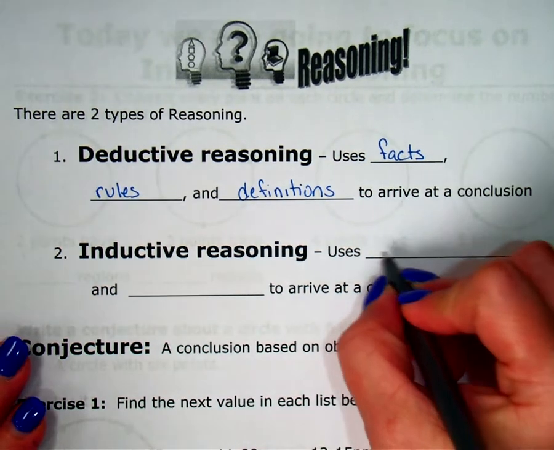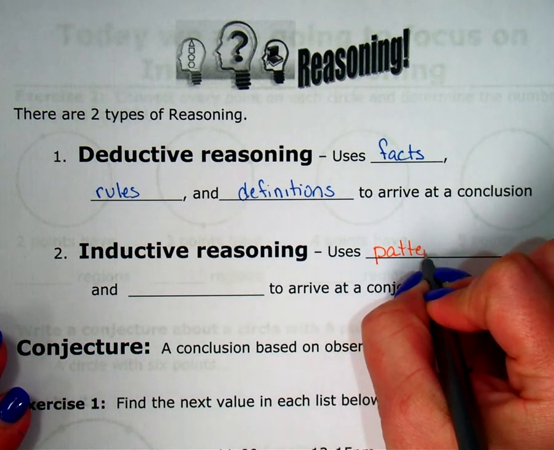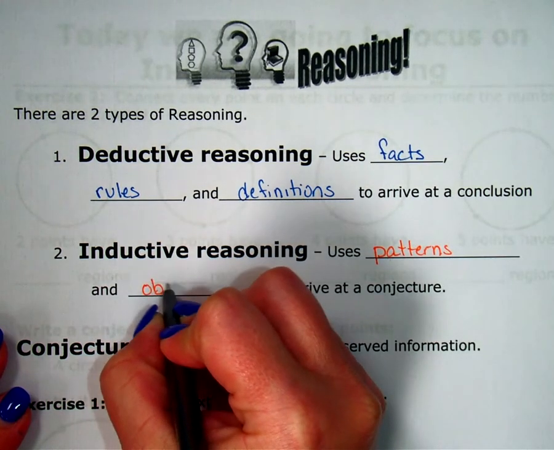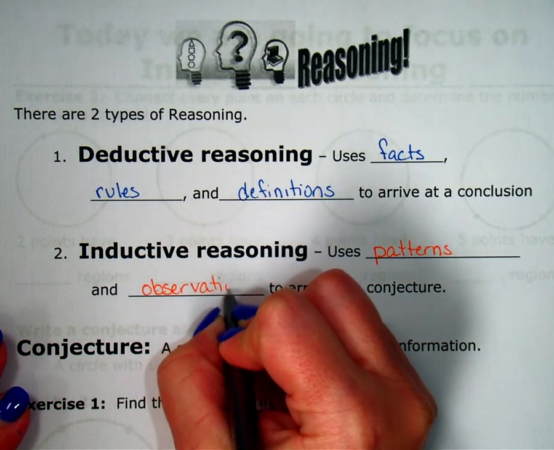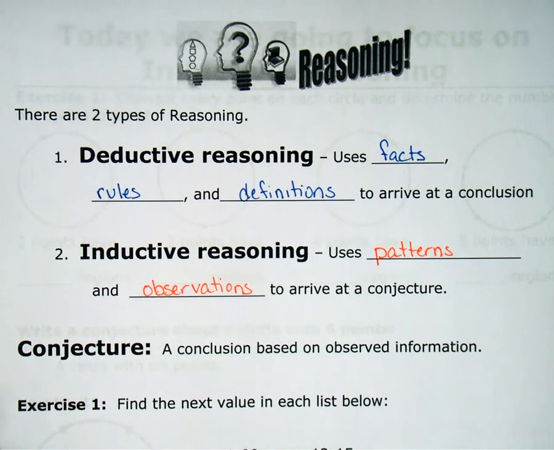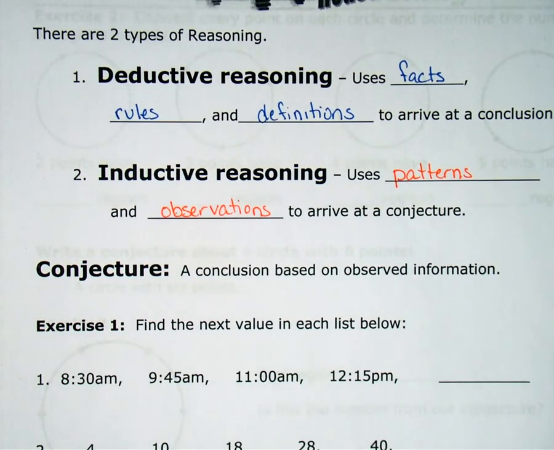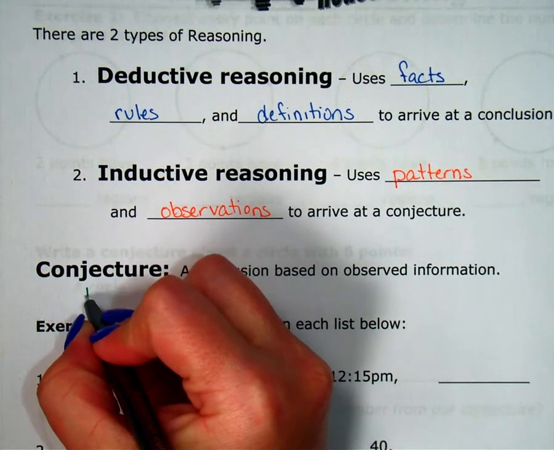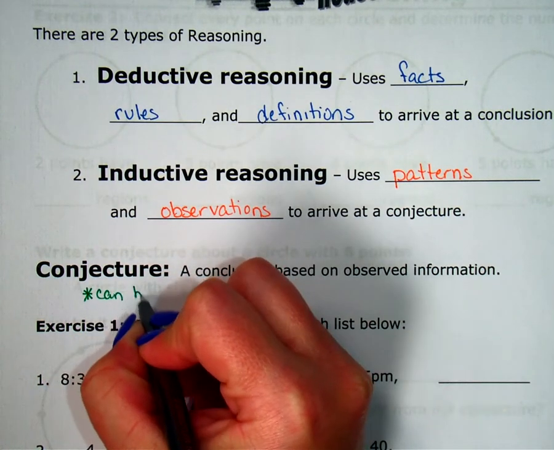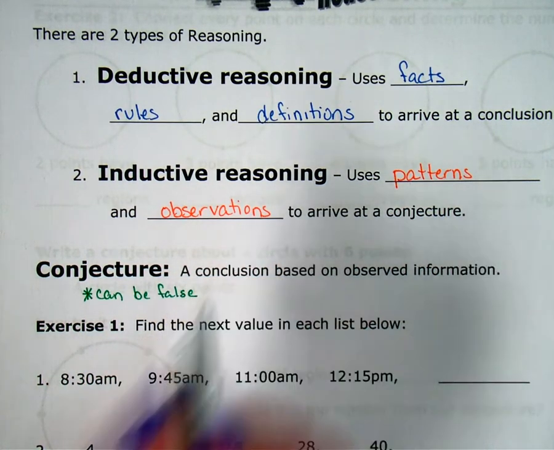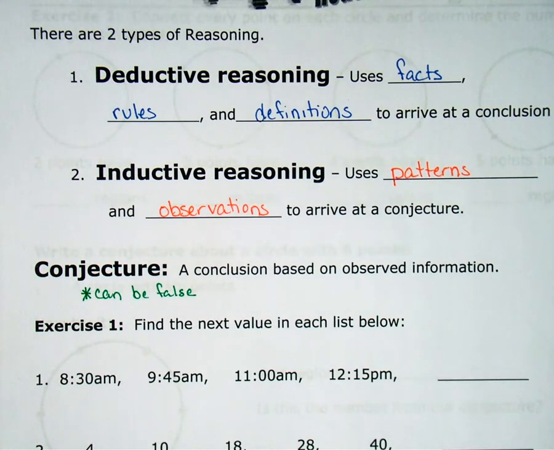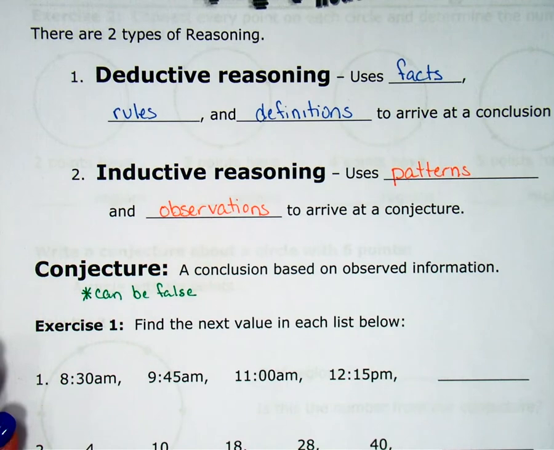Inductive reasoning uses patterns and observations to arrive at a conjecture. Okay? That means we need to stop real quick and talk about what the word conjecture means. We know what a conclusion is, and a conjecture is also a conclusion, but it's based on observed information, and it doesn't necessarily always have to be true. It can be false. Sometimes we'll get an answer that turns out to not be true, and we'll talk about what we do in that situation in a little bit.